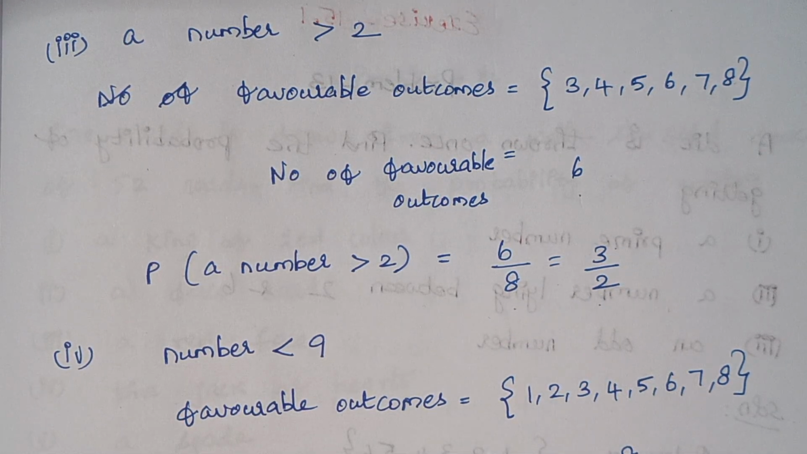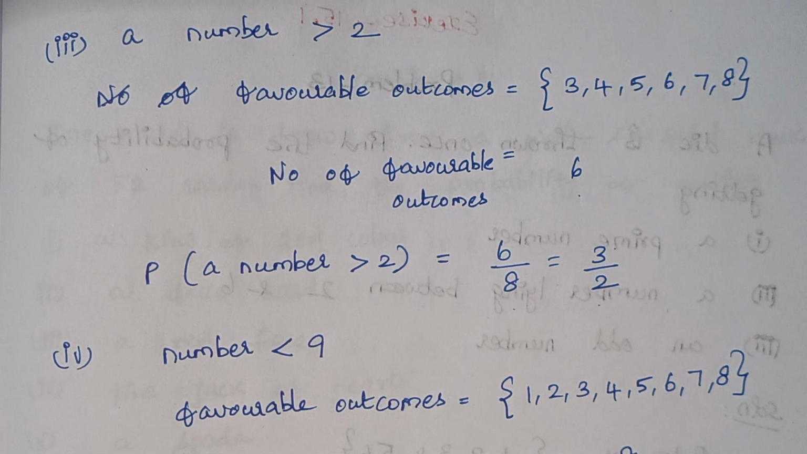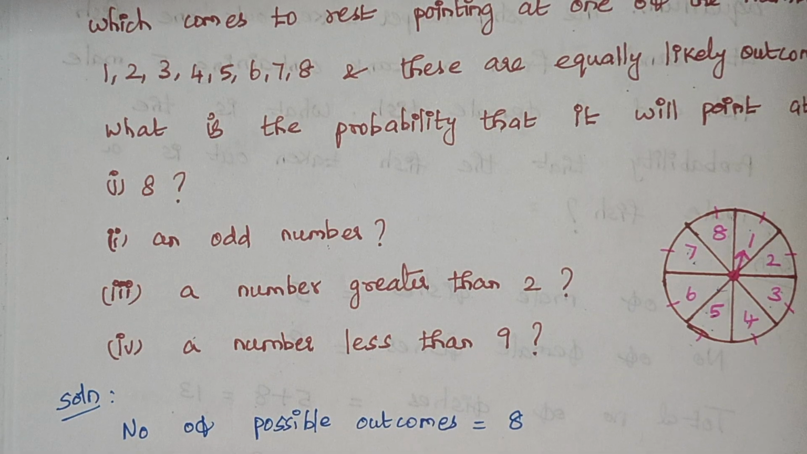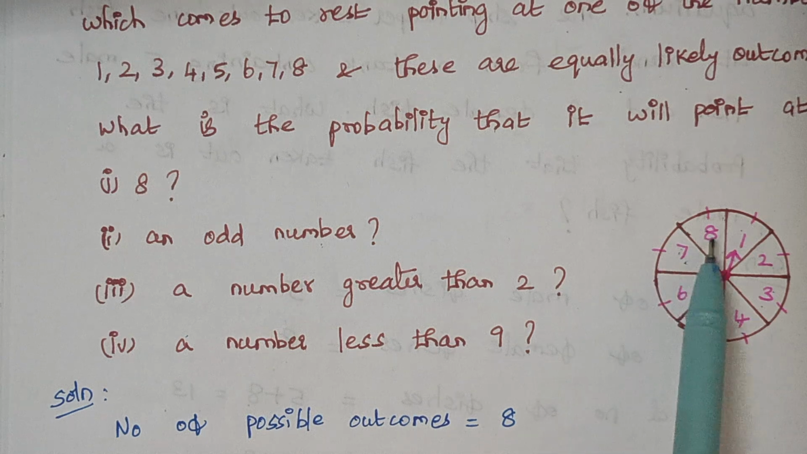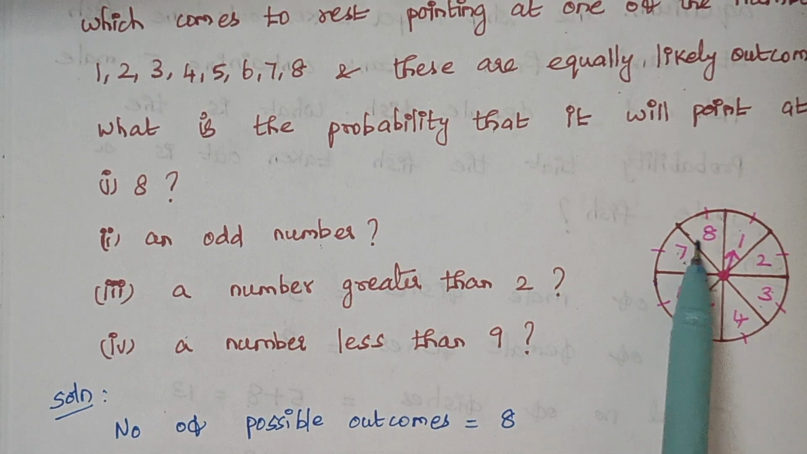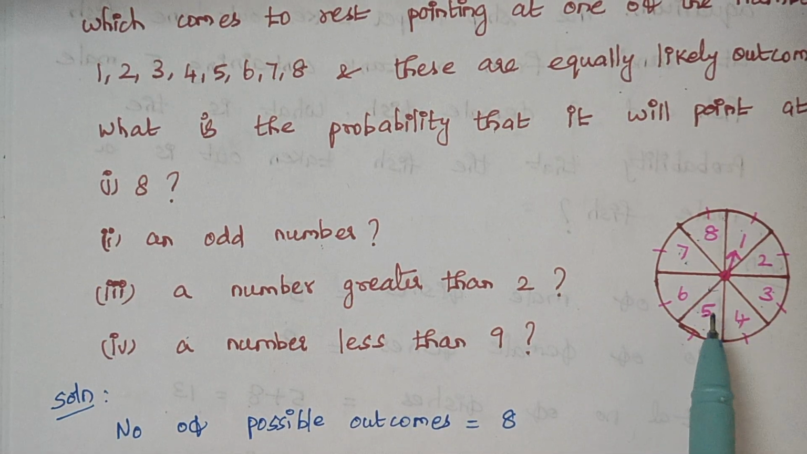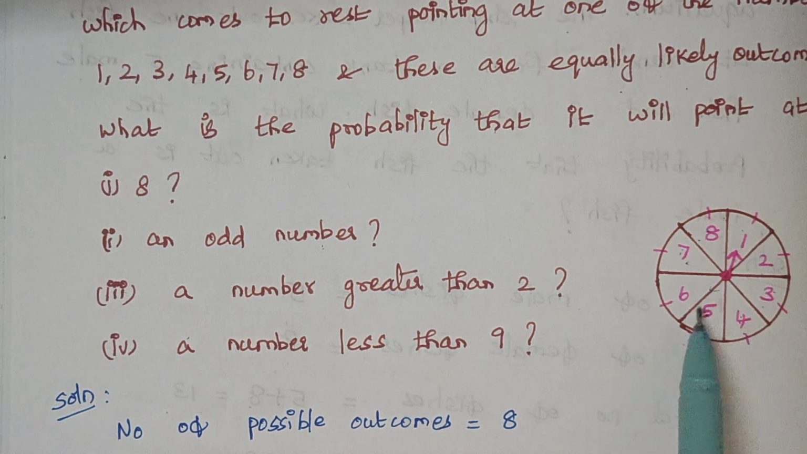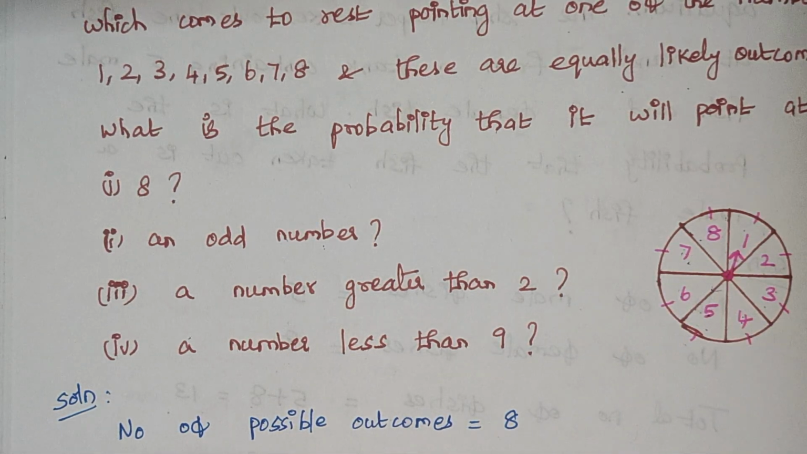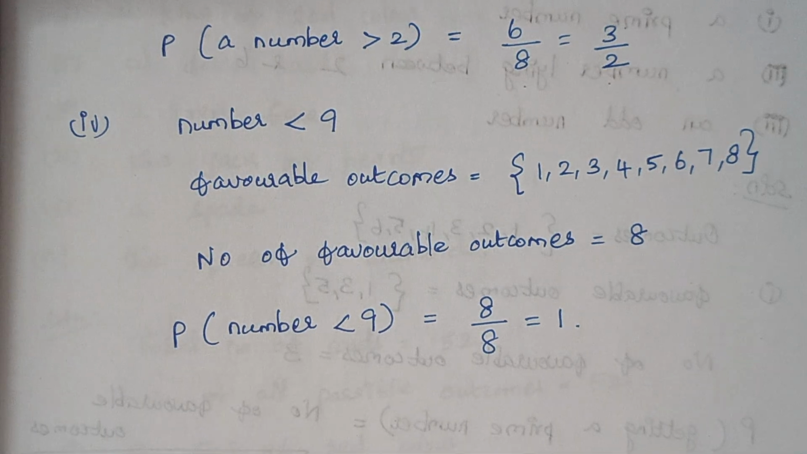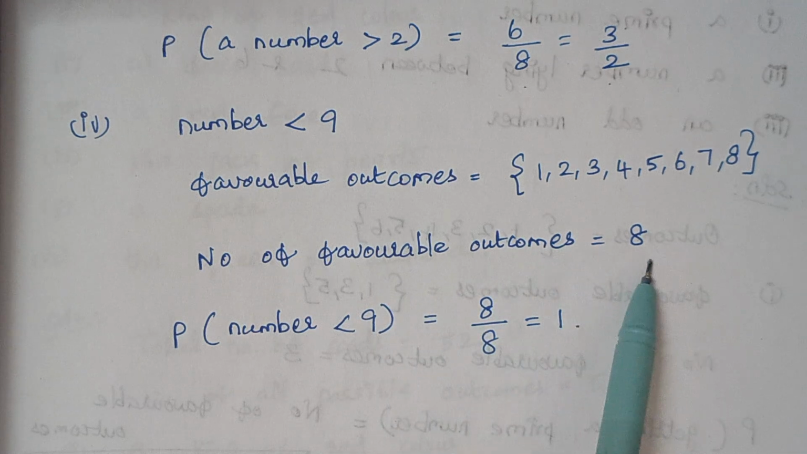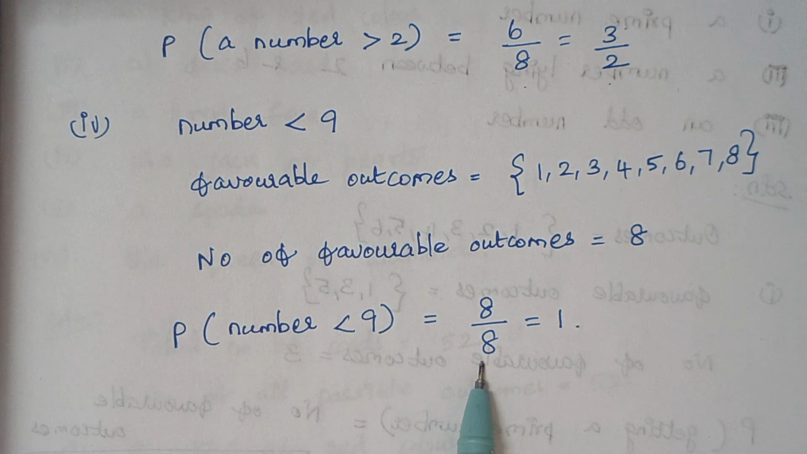Now the fourth question is a number less than 9. Again, when you look at this spinner, a number less than 9 means all the numbers are less than 9, starting from 1 to 8. So totally how many favorable outcomes do we have? 1, 2, 3, 4, 5, 6, 7, 8. We have 8 favorable outcomes. So the probability is: the number of favorable outcomes is 8 and the total number of outcomes is also 8. So 8 by 8, which is equal to 1.